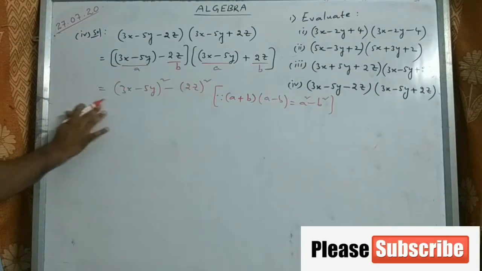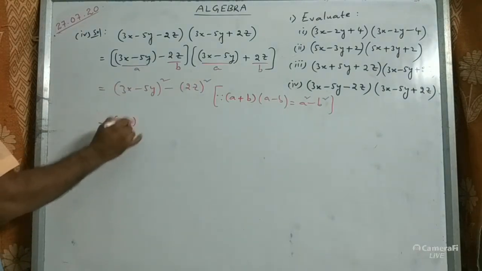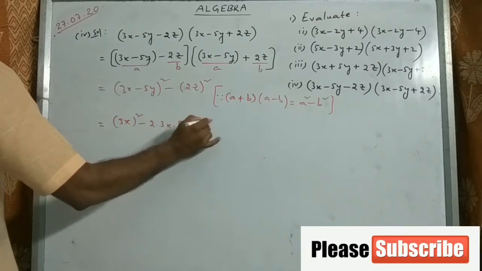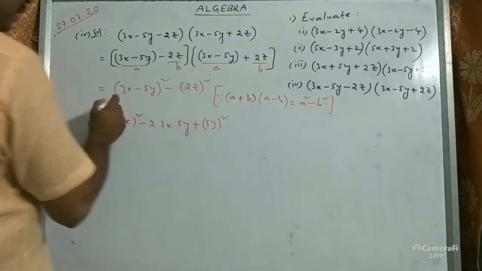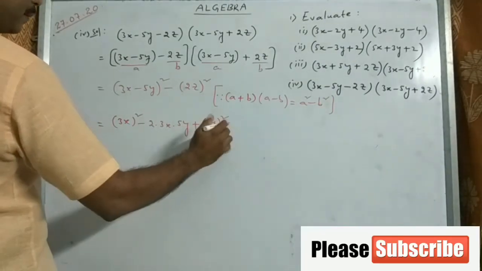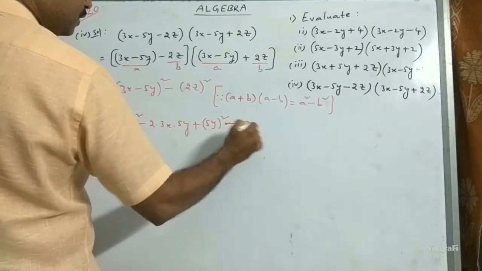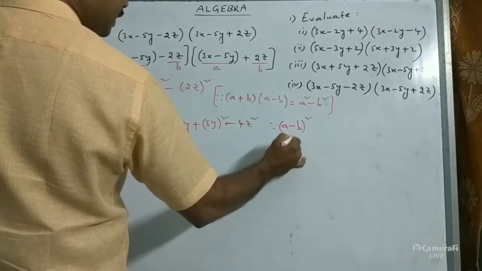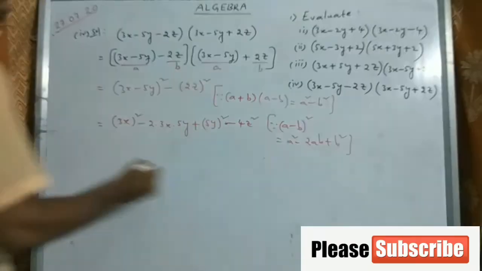Okay. Now it looks like again a minus b whole square as we did before, a square minus 2ab plus b square, because it is in the form of a minus b whole square, minus 2z whole square. How much is that? 2 2s are 4, z square. So I used a minus b whole square equal to a square minus 2ab plus b square.